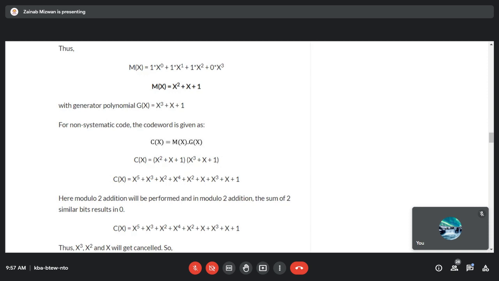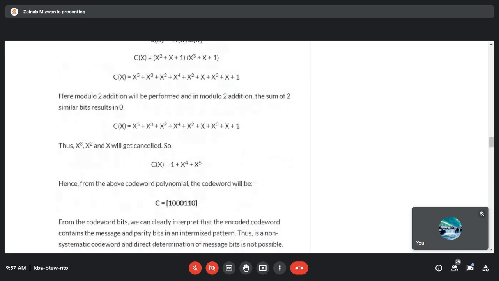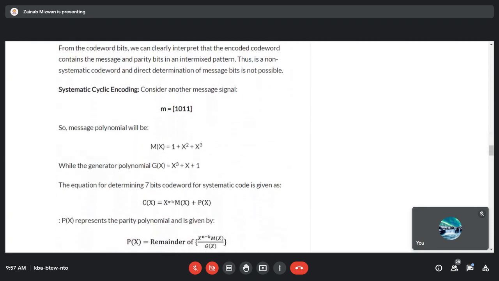We do not want to generate the non-systematic code word, so what do we have to generate? We are going to generate the systematic code word. So using the cyclic code, we are going to generate the systematic code. So I am coming to the systematic code over here.